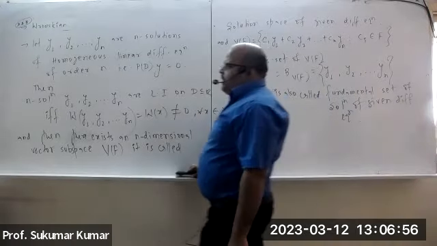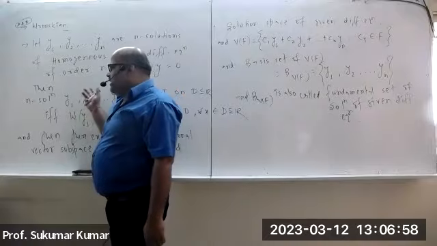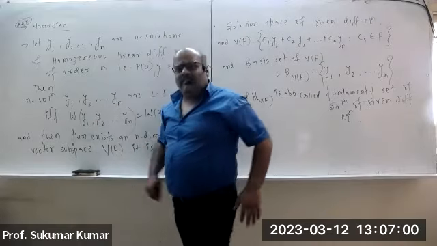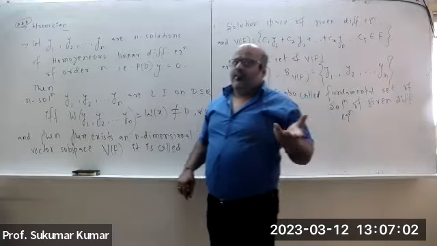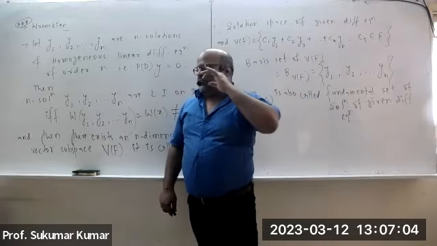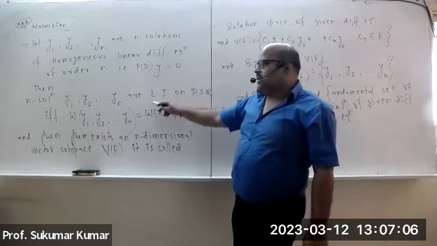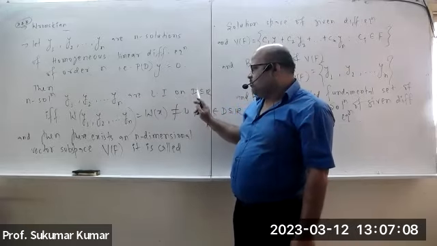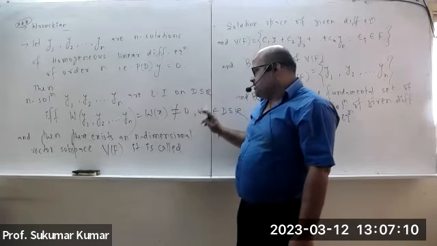Whatever n solutions you get, the solutions are well defined, but we will verify. We can't tell they are independent everywhere. So these n solutions will be linearly independent on domain D when the Wronskian is non-zero on that domain.